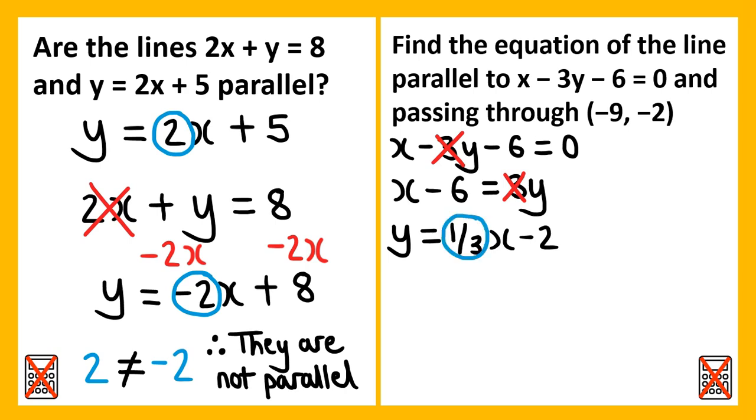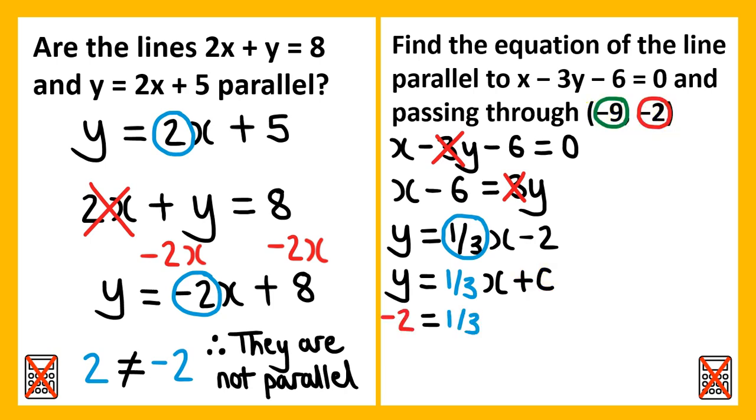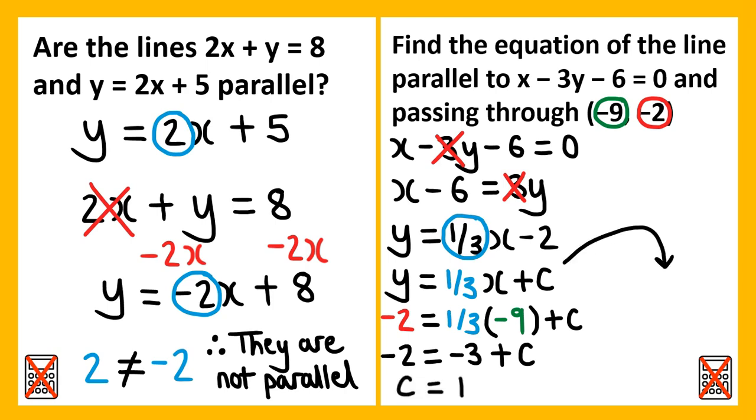With it being parallel, my gradient will be the same. So y equals 1/3 of x plus c. I'll substitute the known x and y value of the coordinate that lies on the line. This will allow me to find my y-intercept, or my plus c part. When y is negative 2, this is equal to 1/3 of the corresponding x value, negative 9, plus c. Simplifying, negative 2 is equal to 1/3 of negative 9, which is negative 3, plus c. And adding 3 to both sides gives me c, which is positive 1. And rewriting the equation with my known y-intercept, y is equal to 1/3 of x plus 1.